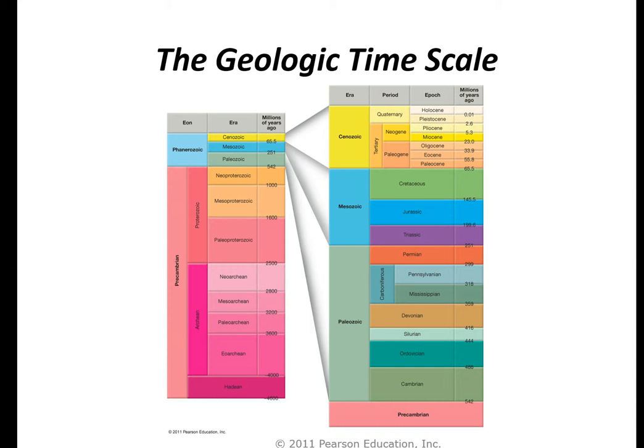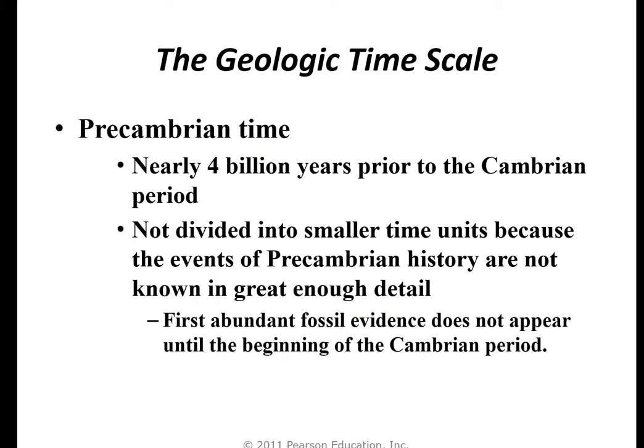So here is the scale of geological time. And this is in your book, so I won't spend too much time on it here. But you can see that in the Cenozoic era, which is what we are in now, since the age of the dinosaurs, we see how it's been used up. Precambrian time, nearly 4 billion years prior to the Cambrian period, is not divided into smaller time units because the events of Precambrian history are not known in great enough detail. And the first abundant fossil evidence does not appear until the beginning of the Cambrian period.